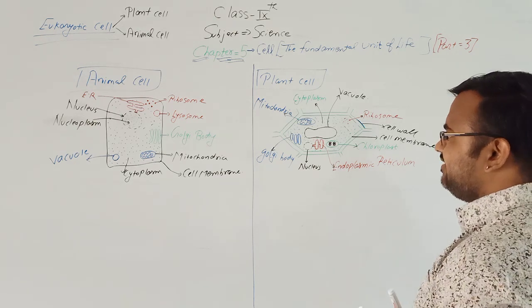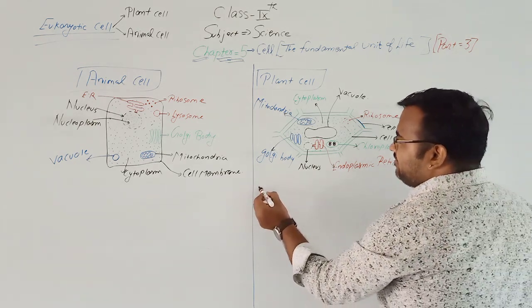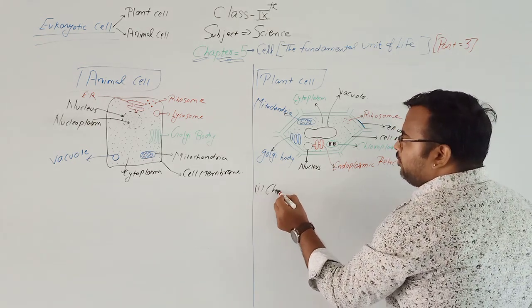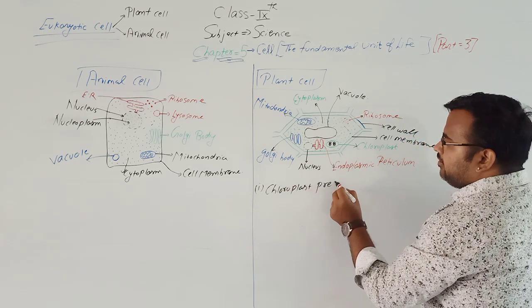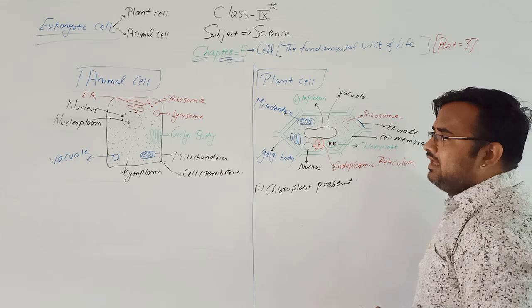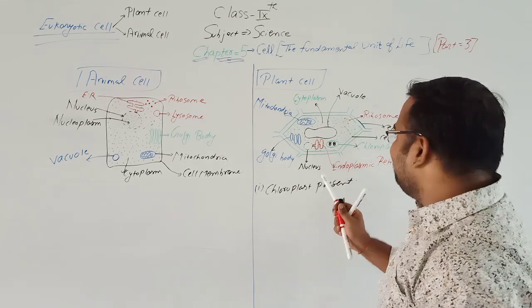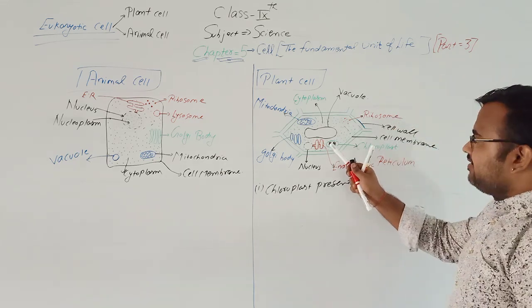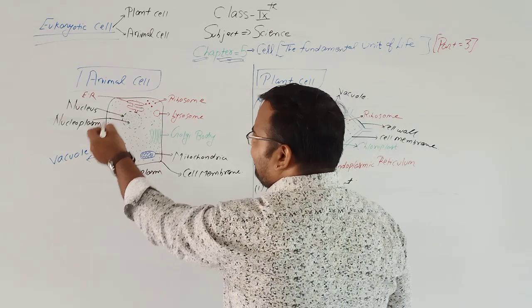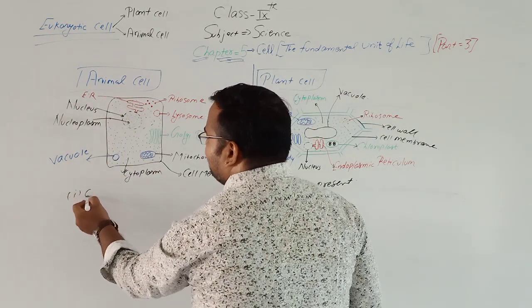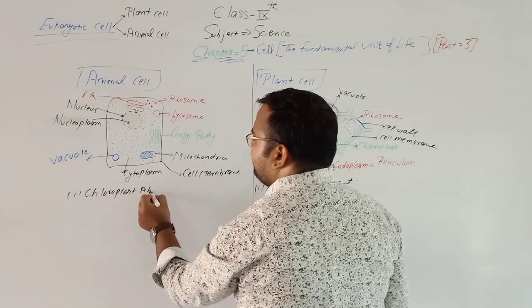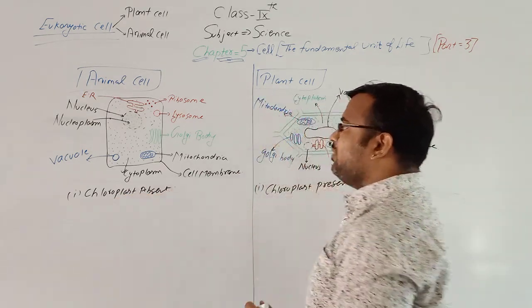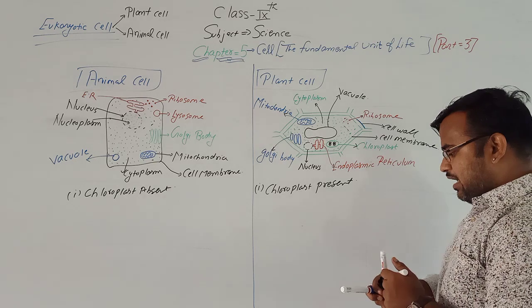One by one we'll see the difference. Here the first difference is chloroplast. Here chloroplast is present, and here chloroplast is absent. We cannot see the chloroplast here, so chloroplast absent. Chloroplast is present in plant cell and chloroplast is absent in animal cell.